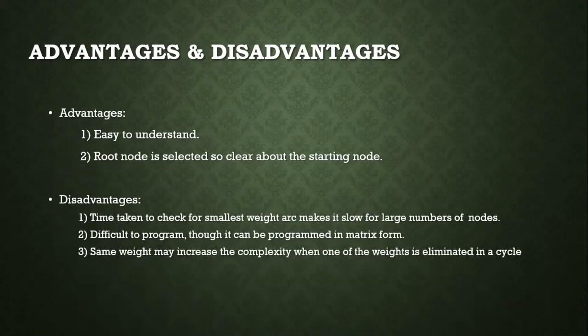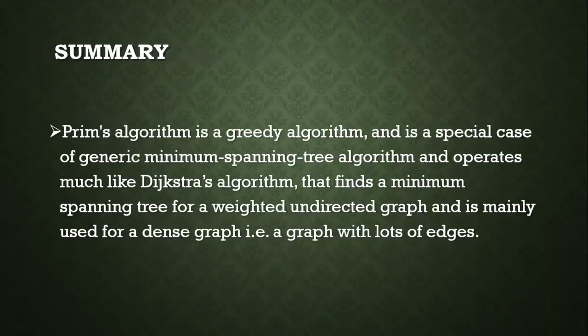Disadvantages are the time taken to check for smallest weight or arc makes it slow for large numbers of nodes. It is difficult to program, though it can be programmed in a matrix form. Then the same weight may increase the complexity when one of the weights is eliminated in a cycle. These are the disadvantages.